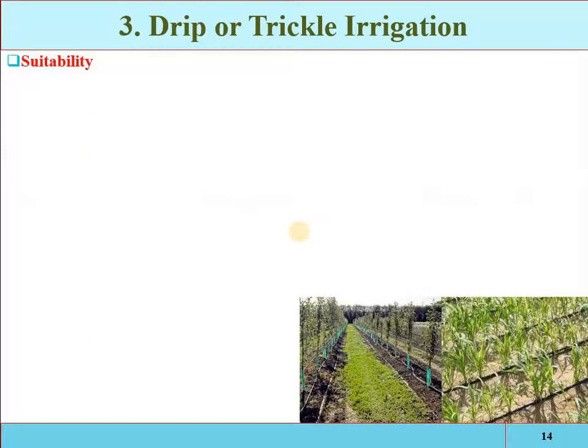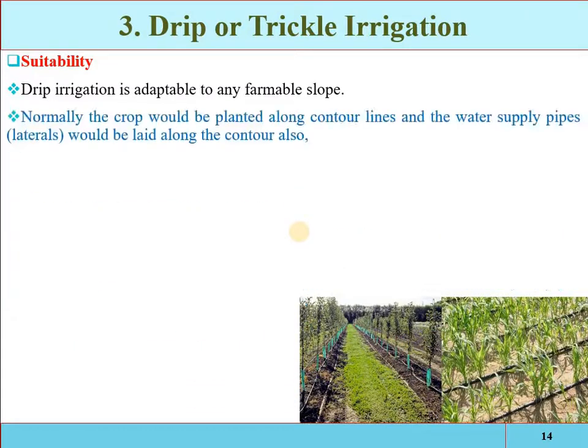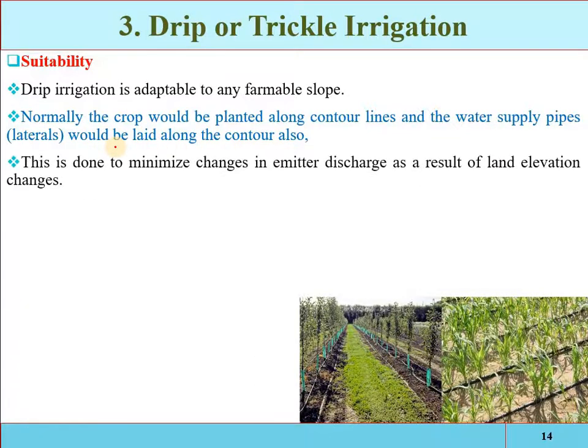Again, it is suitable for any formable slope, meaning irregular or undulated area, because no land preparation is required. Just lay down the pipe along the slope and the plants will be irrigated. Normally the crop will be planted along the contour line and the water supply pipe will be laid along the contour also, to reduce the pressure and power requirement. This will minimize the change in emitter discharge as a result of land elevation changes.